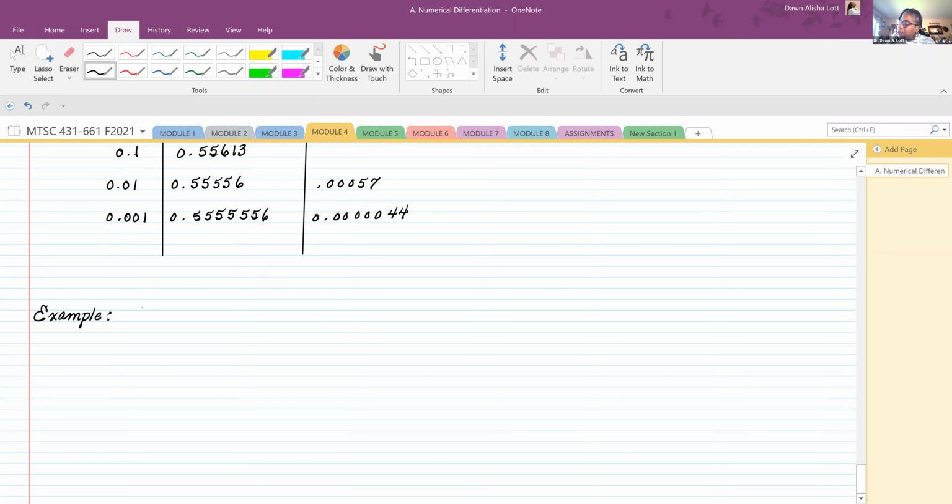So the example is f of x is equal to x e to the x, and f prime of x is equal to x plus 1 times e to the x. And f prime at 2 turns out to be 22.16719.